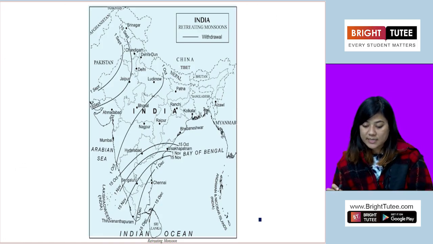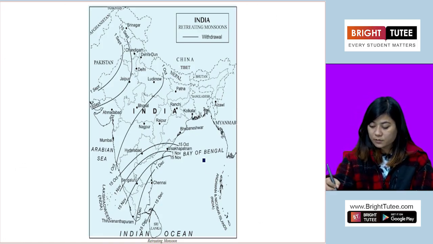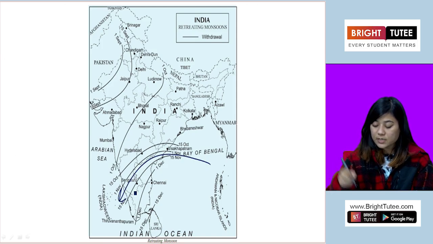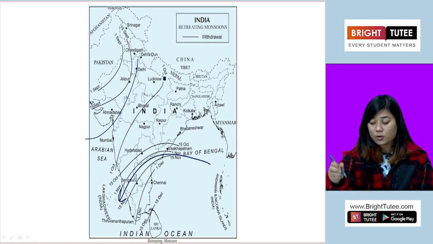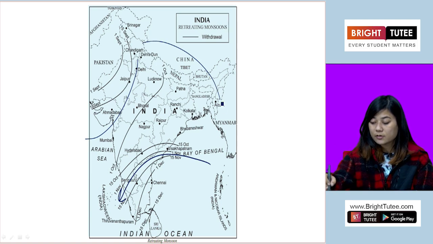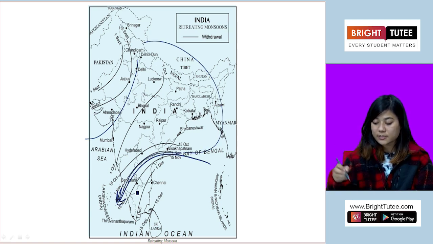So here you can see how the wind blows. From here it goes towards this direction. This is the Arabian branch of monsoon wind, and then it goes, this is the direction.